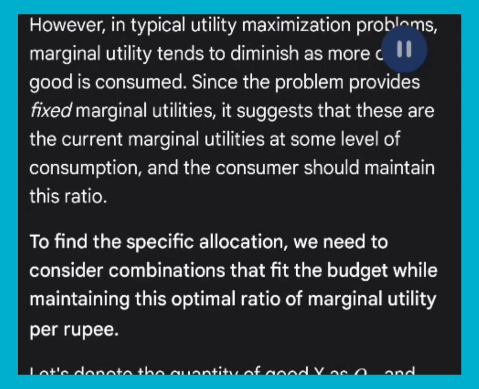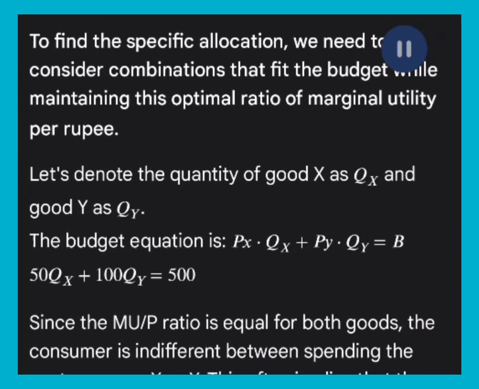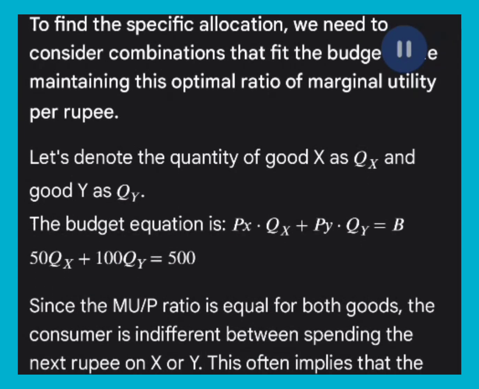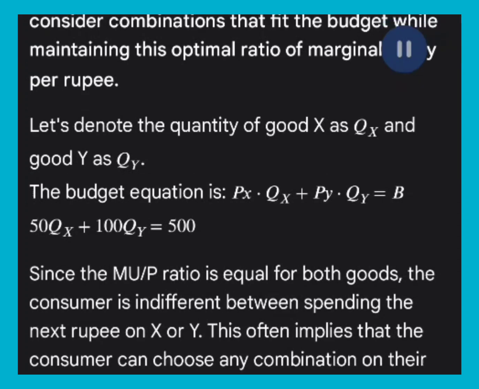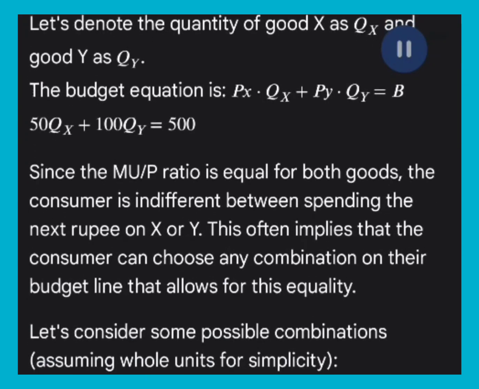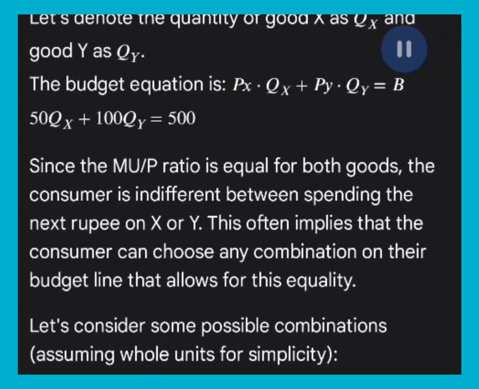To find the specific allocation, we need to consider combinations that fit the budget while maintaining this optimal ratio of marginal utility per rupee. Let's denote the quantity of good X as QX and good Y as QY. The budget equation is PX times QX plus PY times QY equals B. 50 QX plus 100 QY equals 500.